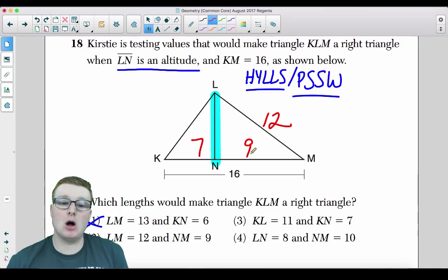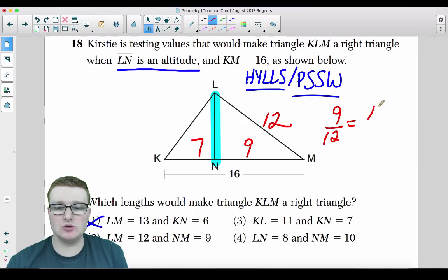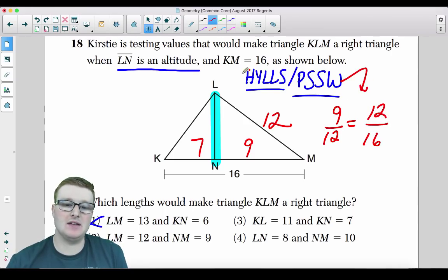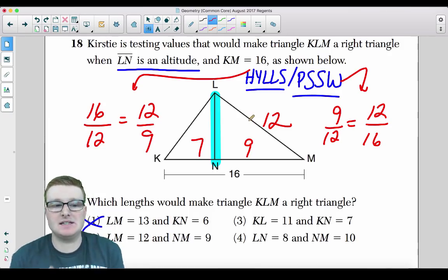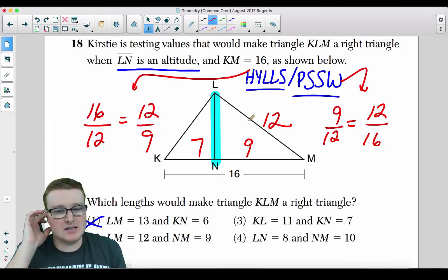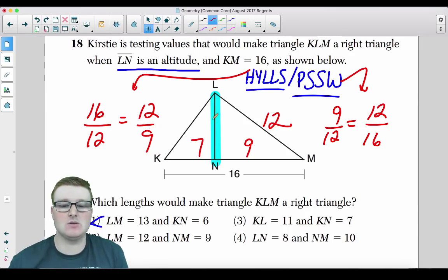Okay, so part over segment equals segment over whole. Is 9 over 12 equal to 12 over 16? Okay, that is a Passois method. The Hills method stands for hypotenuse, which is 16, over the leg equals the leg over the segment. Pretty much the same. It's the same thing on both sides of the equal sign.